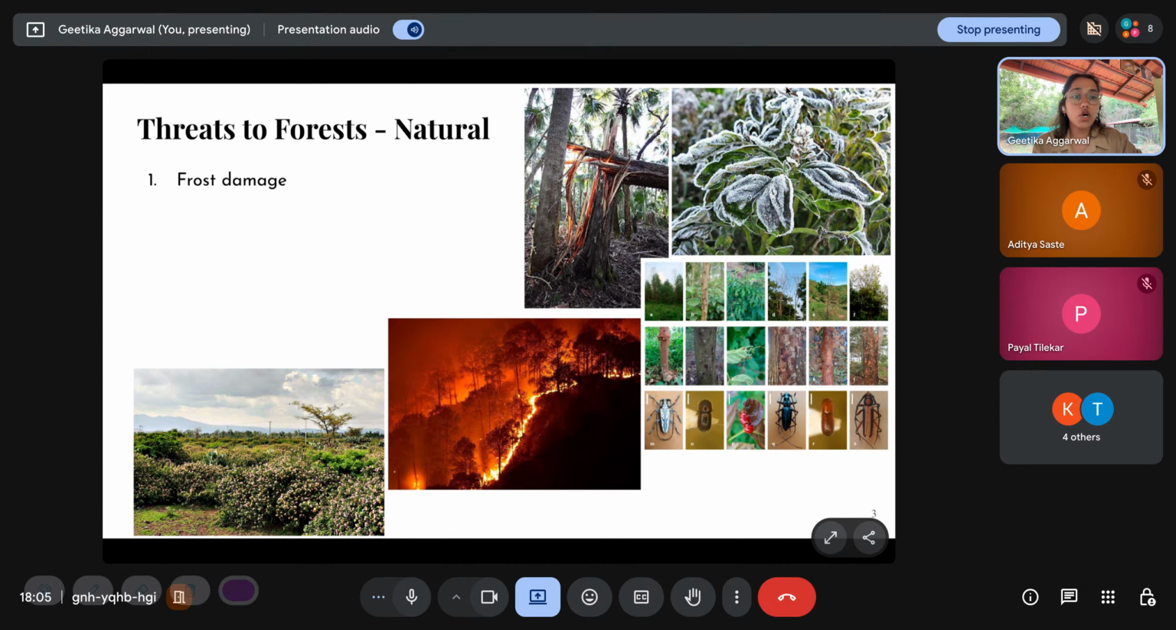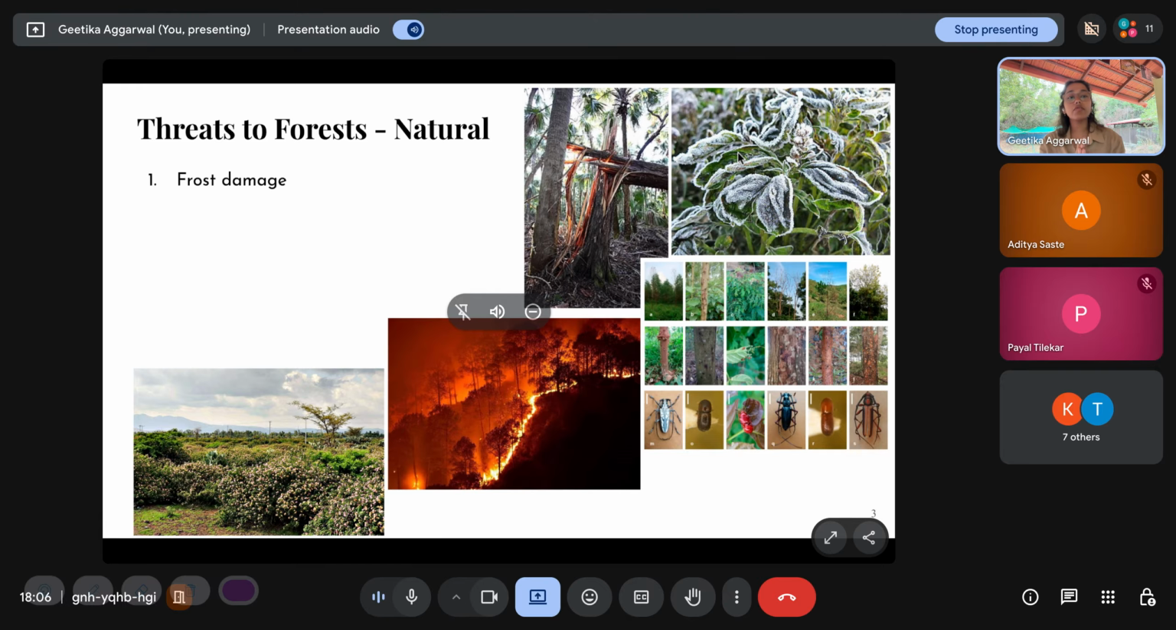So basically, this is frost damage, where you see that if the weather is too cold, too chilly, then at night, if the temperature goes too low, the water or the dew that's on the plant can actually freeze up. And if it freezes and forms snow or frost on the plant, it can lead to damage to the plant leaves or the plant in general.